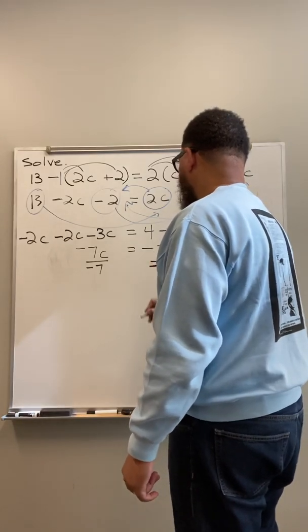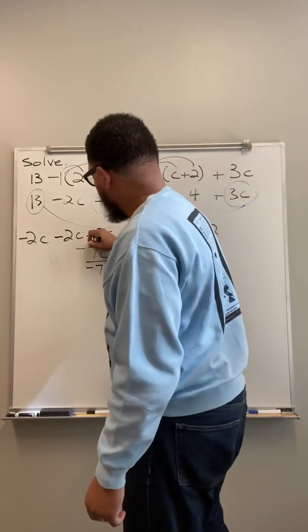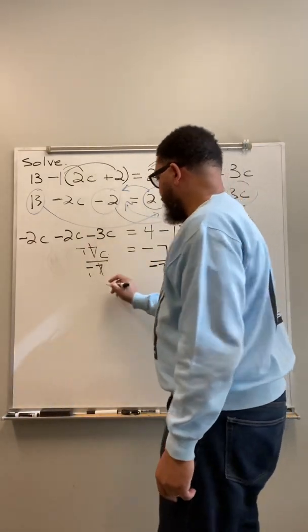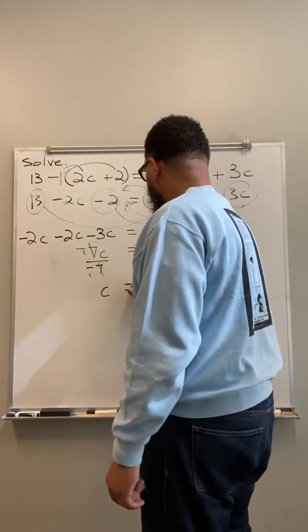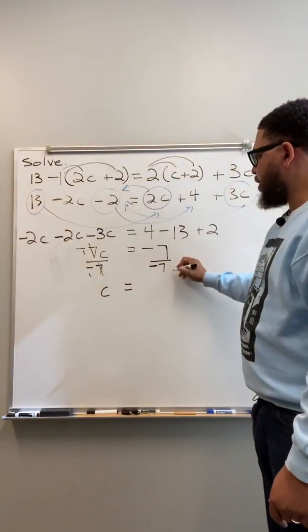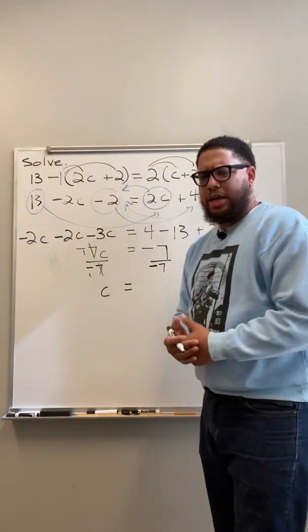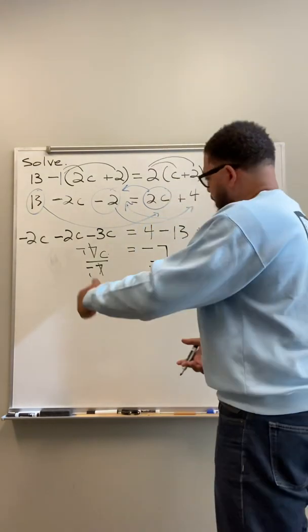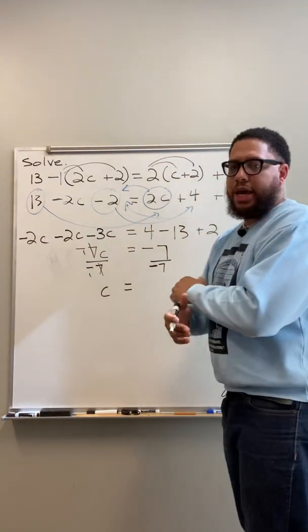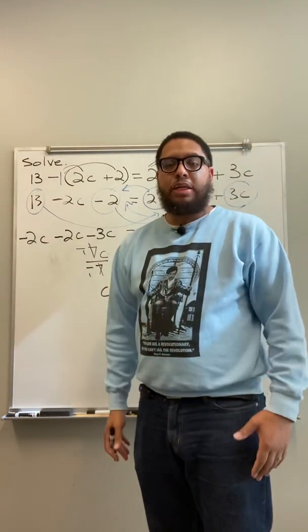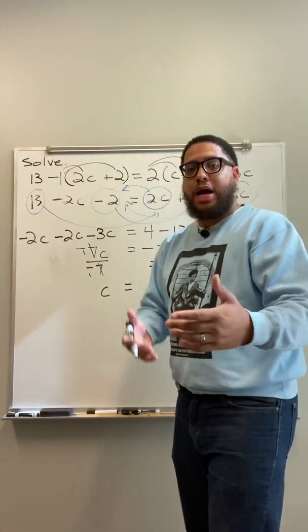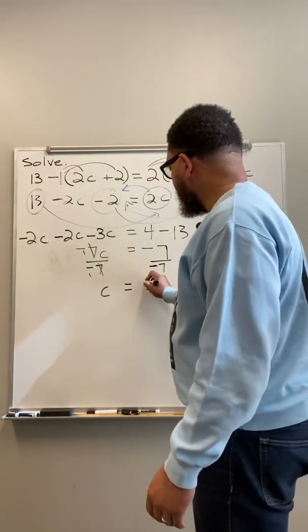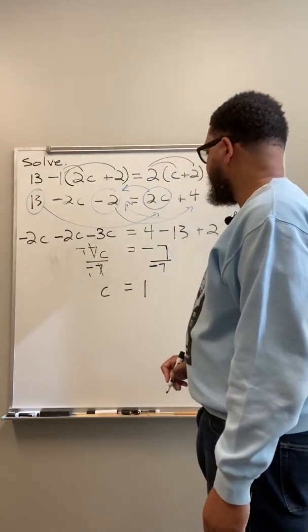So boom, divide that by -7. Cross that out. These become 1s. 1c divided by 1 is just c. On the right side, -7 divided by -7. Is that +1 or is that -1? It's +1, because whenever you divide a negative by a negative, your answer is always positive. Just like with multiplication. When you multiply a negative times a negative, the answer is always positive. So this is equal to 1, right?